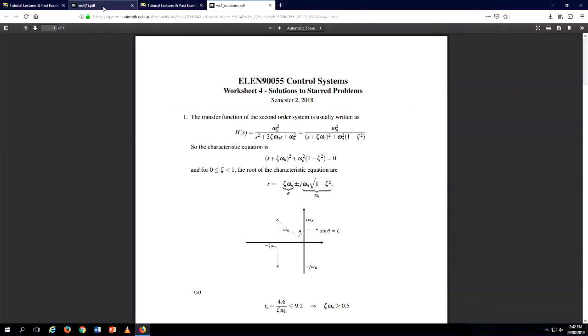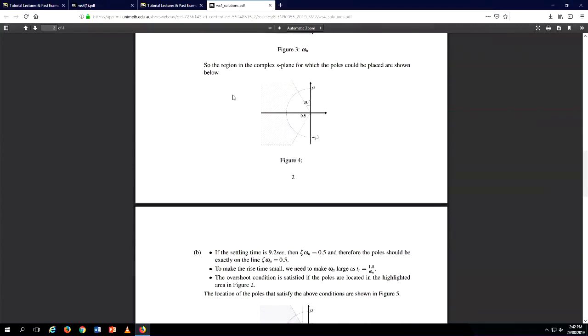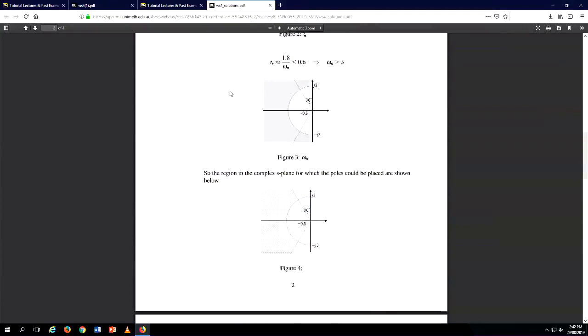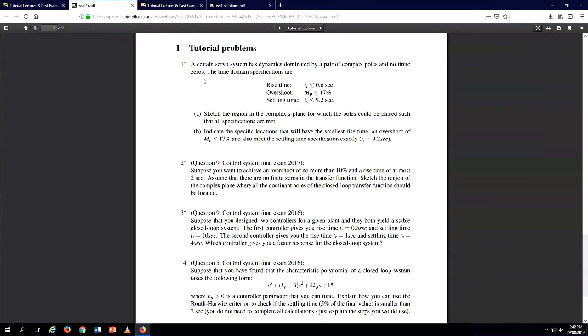In question 2, there's a condition that there are no finite zeros. So I think that the zero will affect the omega n, right? Well, a zero would be changing the transfer function. There may not be an omega n at all. I mean, there would be something in the numerator that's different from omega n squared. The formulas that we gave in the lectures apply exactly to just that class of transfer functions.